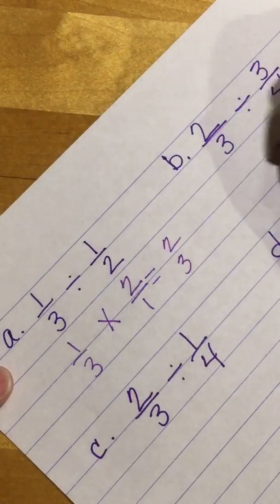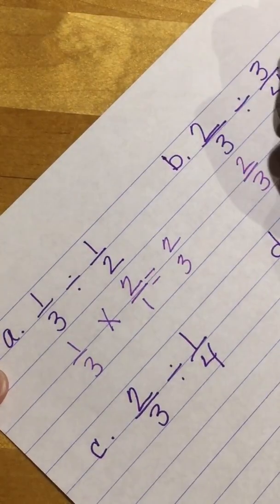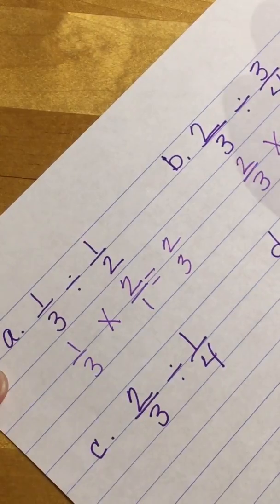All right, now I have 2/3 divided by 3/4. Of course, I'm going to do the reciprocal of 3/4, which is 4/3. I'm going to multiply those numbers.